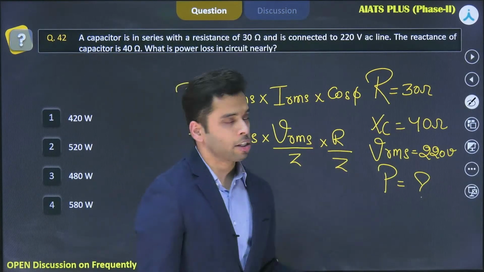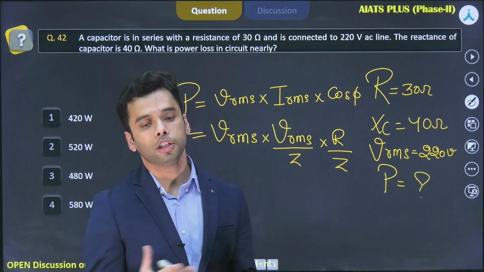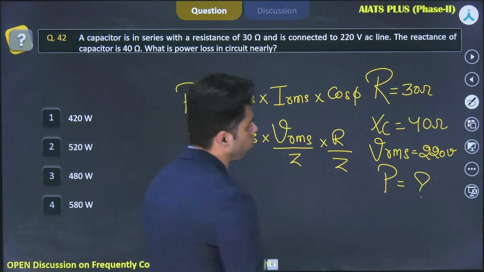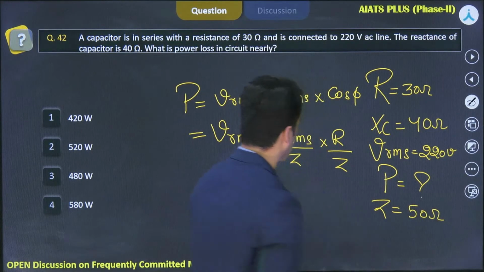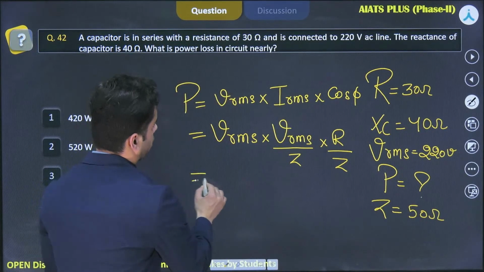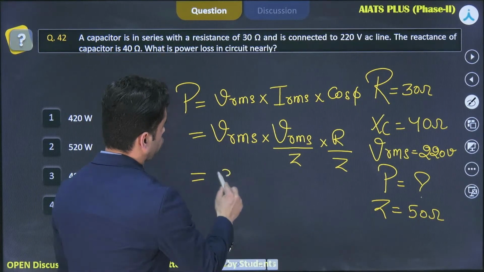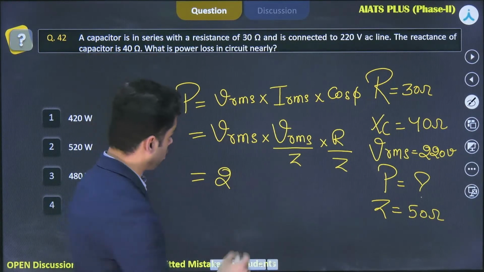So R square plus XC square, under the root of 30 square plus 40 square, will give you the Z value as 50 ohm. So let me get to the answer. You have VRMS as 220. Yes, someone has given the answer and I think it's right.